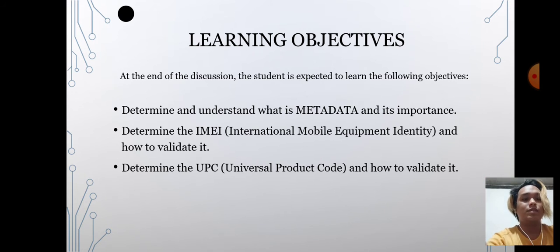Learning objectives. At the end of the discussion, the student is expected to learn the following objectives. Determine and understand what metadata is and its importance. Determine the IMEI or International Mobile Equipment Identity and how to validate it. And lastly, determine the UPC or Universal Product Code and how to validate it.